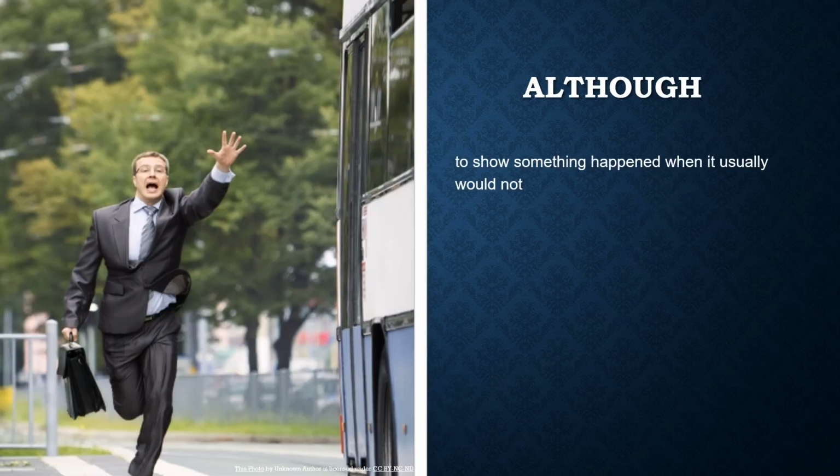Although is to show something happened when it usually would not. So in this example, I missed the bus although I was early. So we would usually think if we're early, there would be no problems. However, I was early, but I missed the bus. So I missed the bus although I was early.